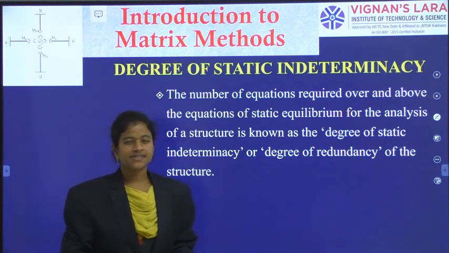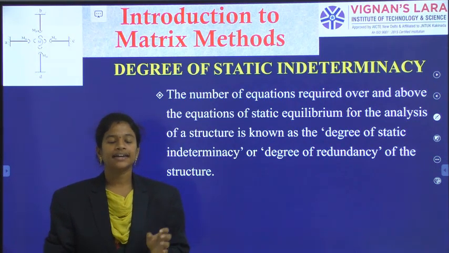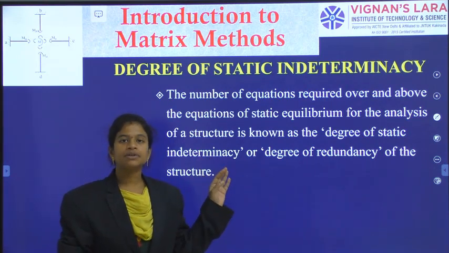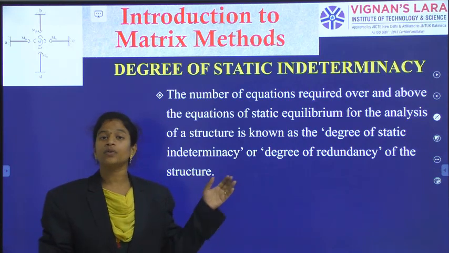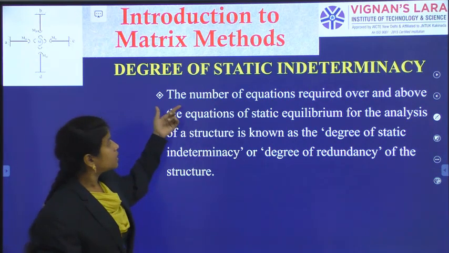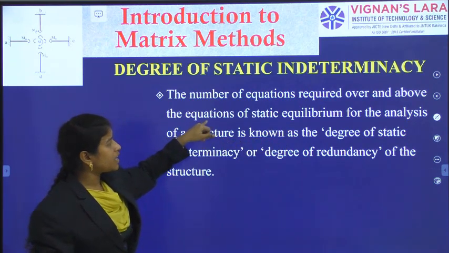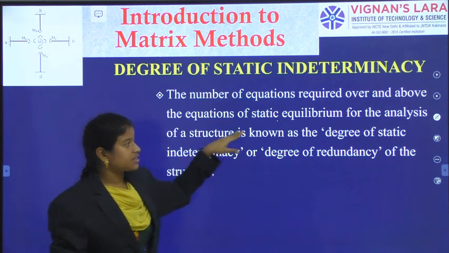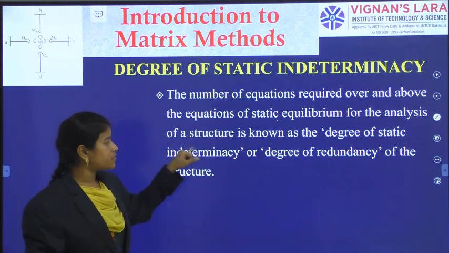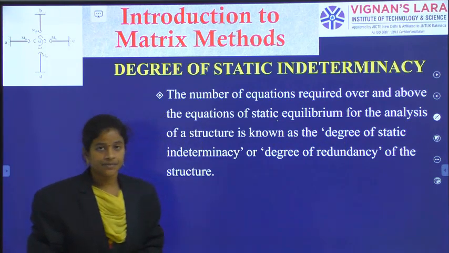First word, first new unknown thing is degree of static indeterminacy. This degree of static indeterminacy is a very common word for us even in our structural analysis. There in the first chapter we have given a definition also. So, the number of equations required over and above equations of static equilibrium for the analysis of a structure is known as degree of static indeterminacy or degree of redundancy of the structure.